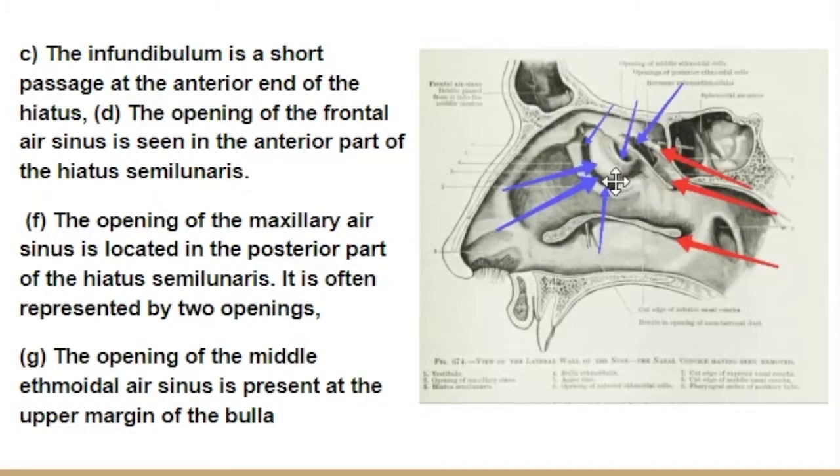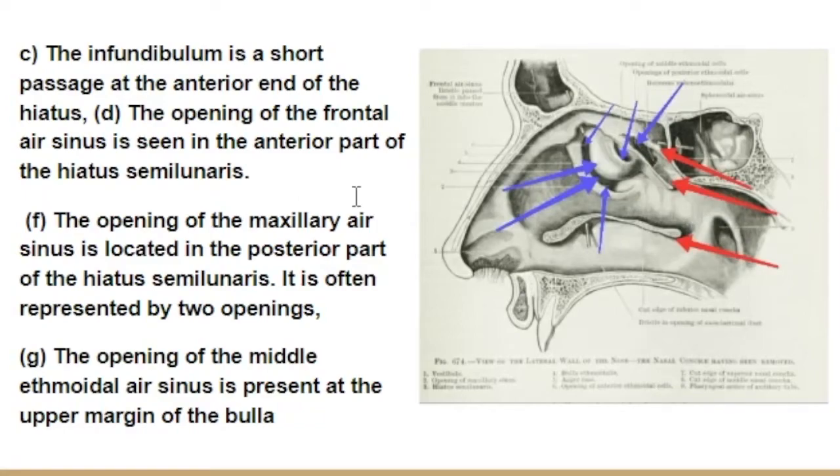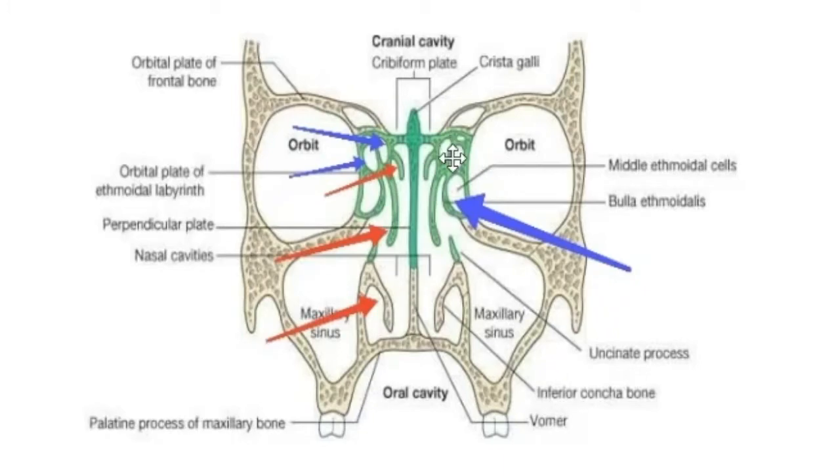Now in the posterior part of the hiatus semilunaris, we see the opening of the maxillary sinus. And at the superior part of the ethmoidal bulla, we see the opening of the middle ethmoidal air sinuses. Okay, so let's see it in the coronal section again. This was our ethmoidal bulla. Just inferior to that is the semilunar hiatus. In its posterior part, it receives the opening from the maxillary sinus. Then we also saw it receiving from the frontal sinus, and we also saw the middle ethmoidal cells opening into the semilunar hiatus.